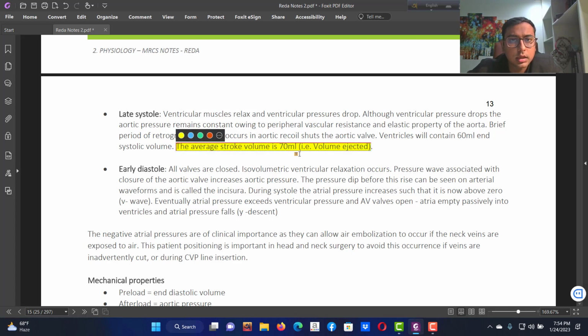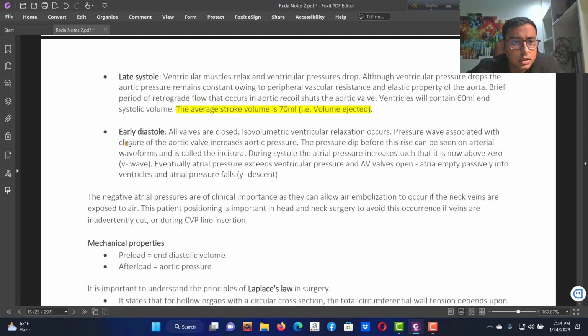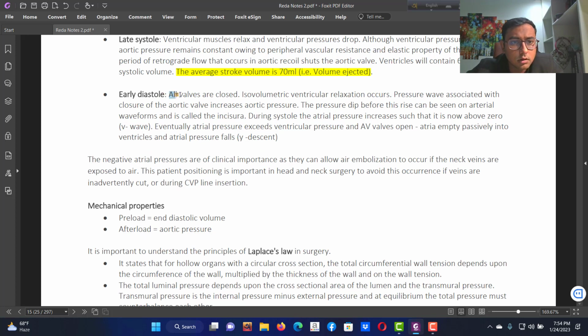You must know that a normal person can push from their left ventricle about this amount. What is stroke volume? It is the amount of blood that is ejected, almost 70. It coincides with the body weight: say if a person has a 70 kg weight, in that case the stroke volume will be 70 ml. Sorry, that is the volume ejected in each beat. So early diastole: all valves are closed and isovolumetric ventricular relaxation occurs, and the closed aortic valve increases aortic pressure.